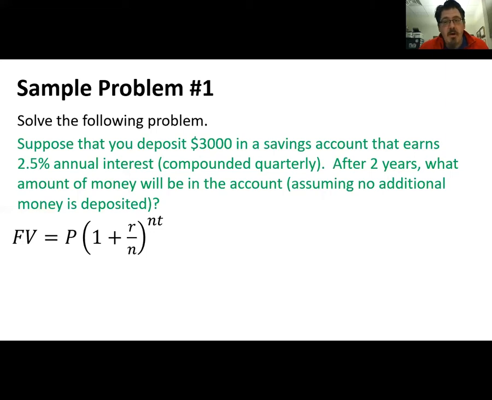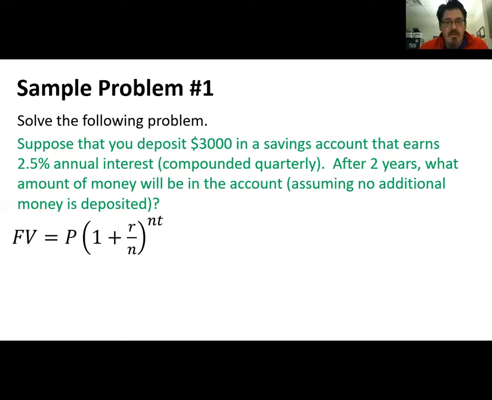The nice part about the formula is that it can be used in any situation, no matter how often interest is compounded, no matter how many years the loan or the investment lasts for, no matter what the interest rate is. If you get comfortable using the formula, it can be a faster way to complete calculations involving compound interest. With that said, let's go ahead and rewrite our formula here with the values from the problem.